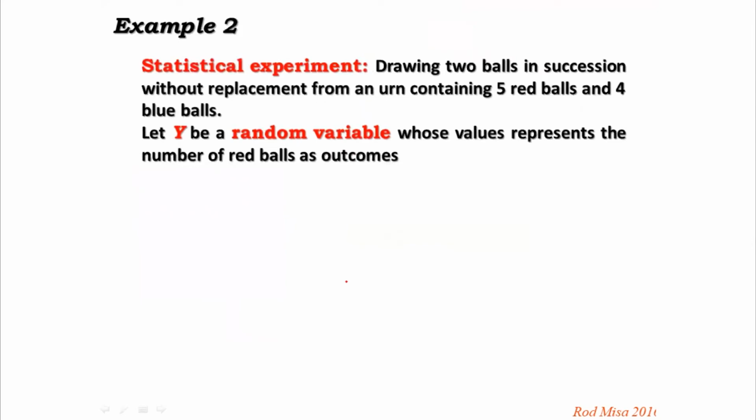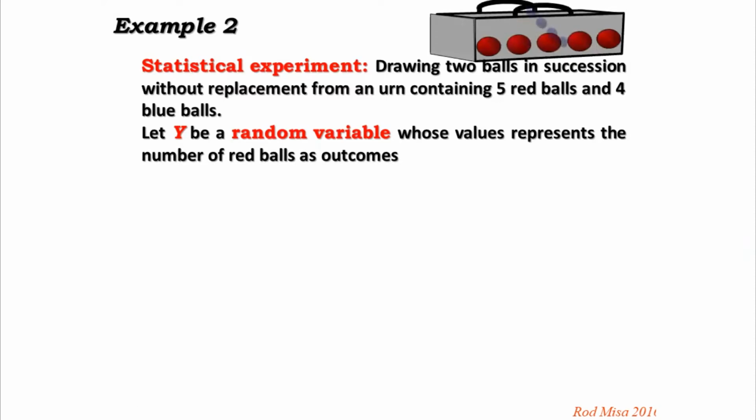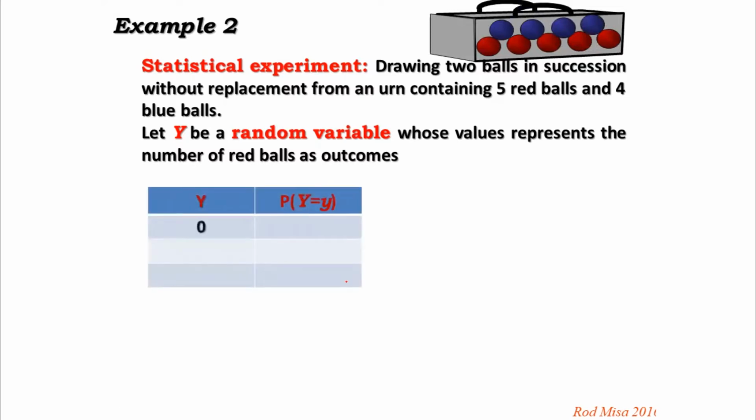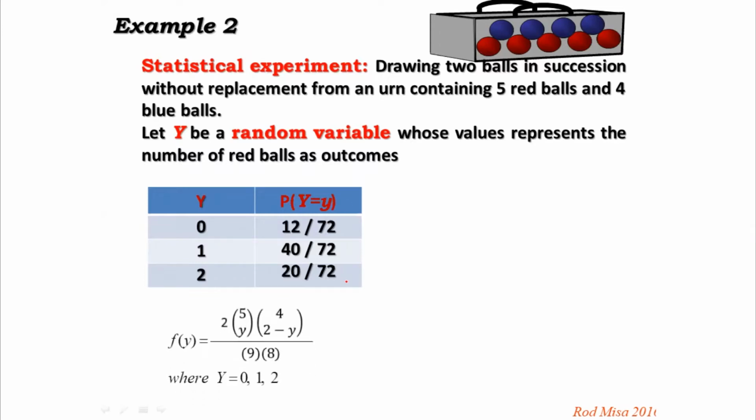Now let's proceed to our example number 2 of drawing two balls in succession without replacement from an urn containing 5 red balls and 4 blue balls, where y is the random variable whose values represent the number of red balls as outcomes. And we know that we can represent that one using a table that has two parts, where the first part is the values of the random variable and the second column has its corresponding probabilities. Or you can represent that one using a formula.